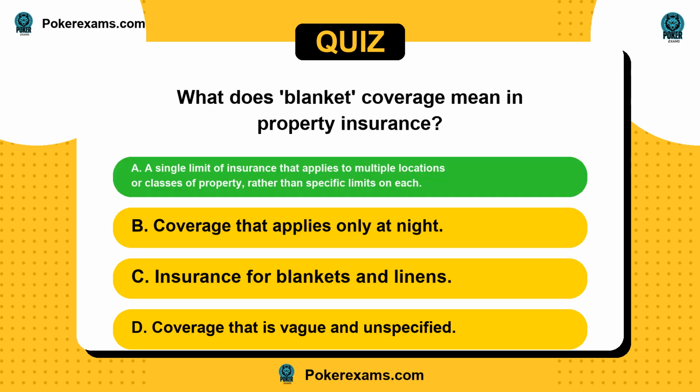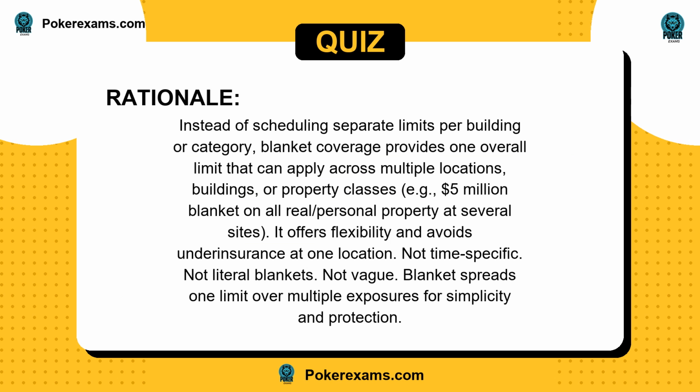The answer is A. Instead of scheduling separate limits per building or category, blanket coverage provides one overall limit that can apply across multiple locations, buildings, or property classes, e.g., $5 million blanket on all real/personal property at several sites. It offers flexibility and avoids underinsurance at one location. Not time-specific. Not literal blankets. Not vague. Blanket spreads one limit over multiple exposures for simplicity and protection.